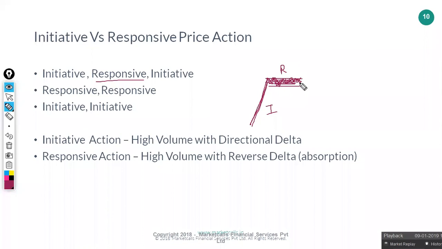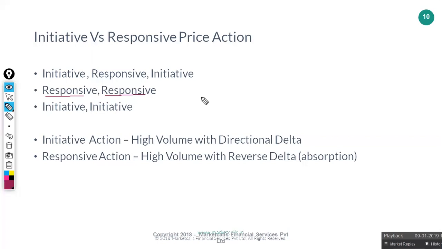Once all the liquidity has been completed, again, they'll be doing an initiative auction over there, just to find one more liquidity zone, right? So that's how the market moves in a trending fashion, initiative to responsive and responsive to initiative. And next comes the responsive to responsive.